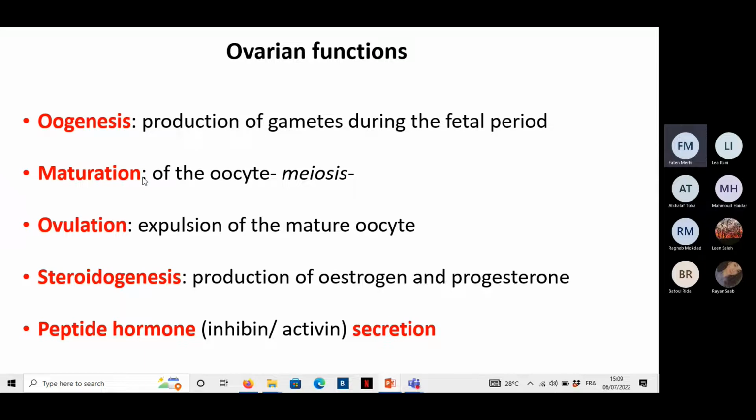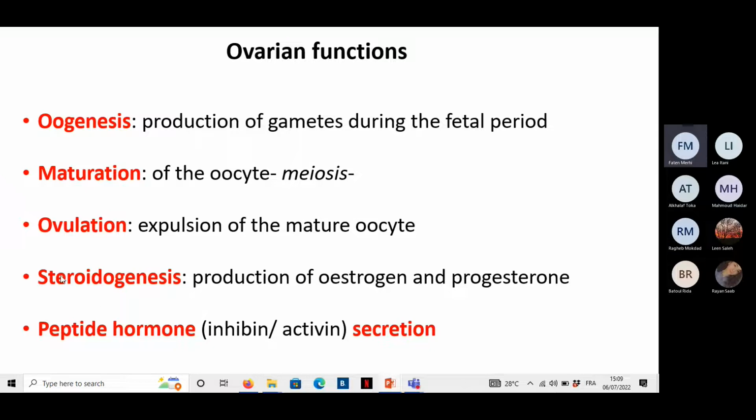Not all of the oocytes will get to mature at the same time. We have menstrual cycles, and at each cycle, only a few follicular oocytes will start to mature, but only one of those follicles will continue its maturation. We have also the ovulation. So in the ovaries, we have the ovulation, which is the expulsion of the mature oocyte.